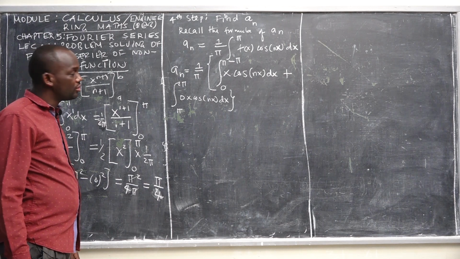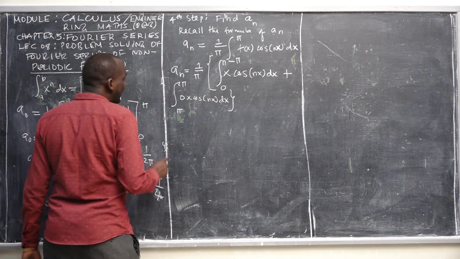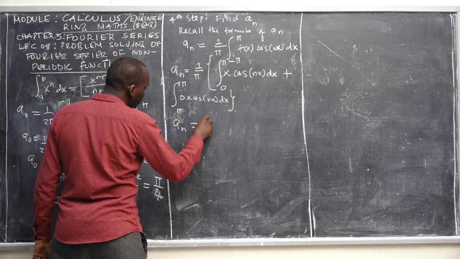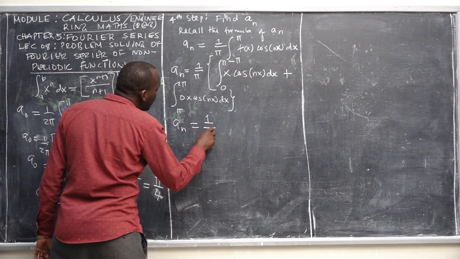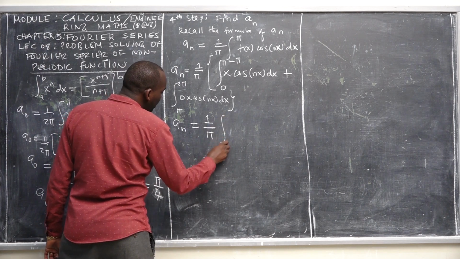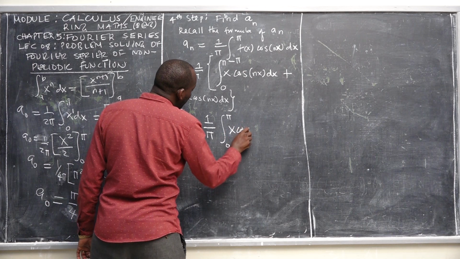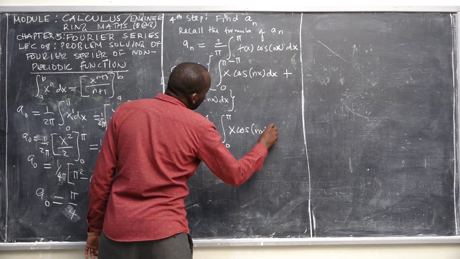Richard, you're not listening, you're not watching. So if that's the case, then we say fine. You can keep on simplifying. So we have an is equal to 1 over pi. Then we have the integral from 0 to pi. Then you have x cosine of nx dx.